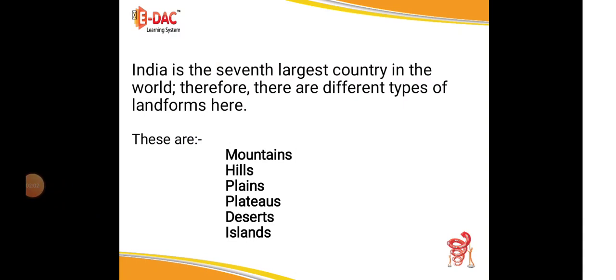India is the seventh largest country in the world. Therefore, there are different types of landforms here. These are mountains, hills, plains, plateaus, deserts, and islands.